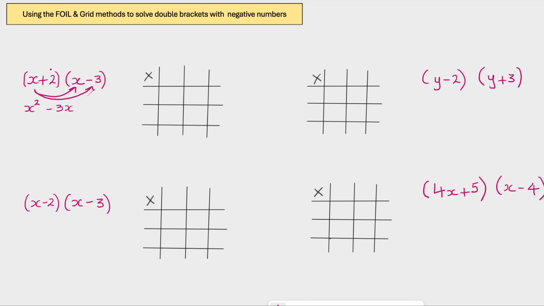That's that bracket done. Then we go on inside here. 2 times x is plus 2x. 2 times minus 3 is minus 6. Using the rule there, that a plus and a minus equals a negative.